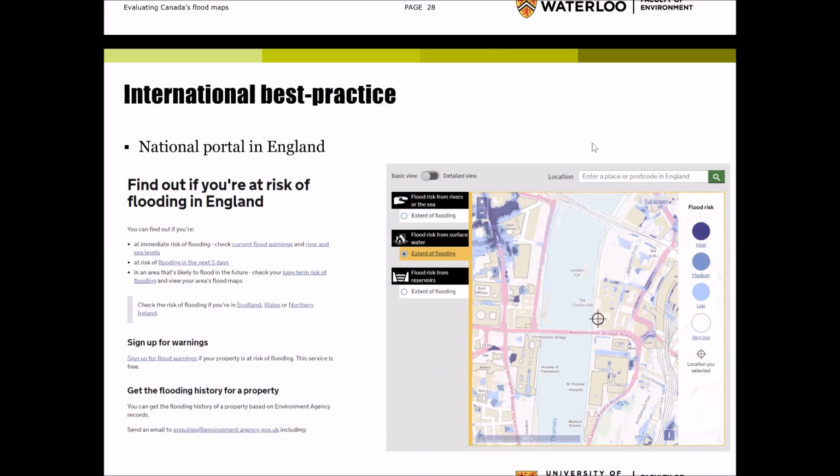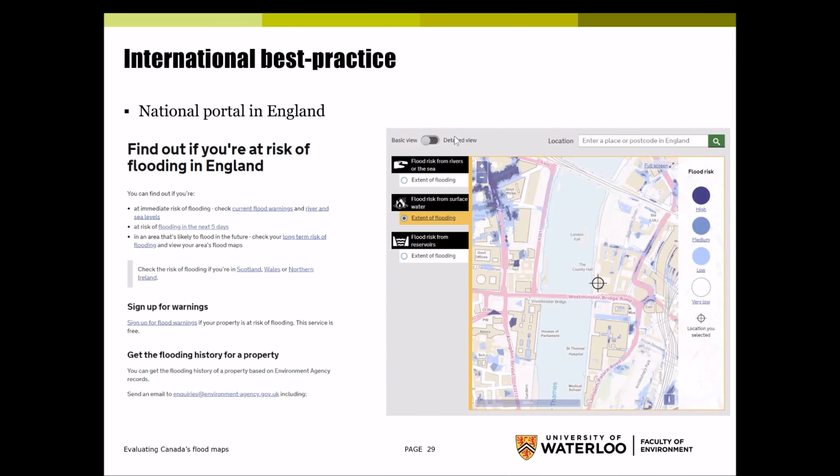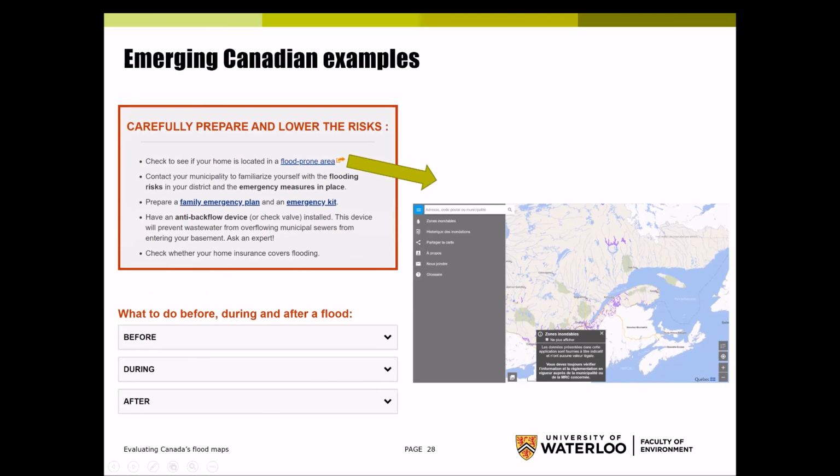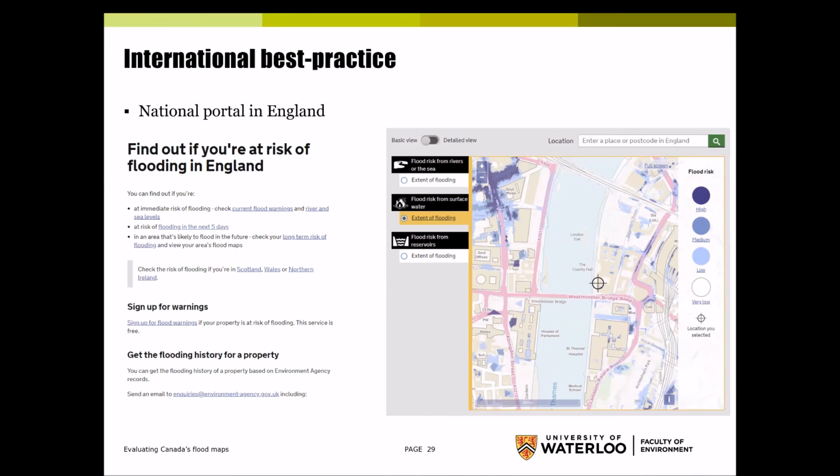Let me go back there. Okay, so it's not all bad news. There have been recent improvements. I just came across this example in Quebec before flood season, so April, May this year. They have updated their website. It includes actions that a person can take before, during, and after a flood. I think this is a step in the right direction.